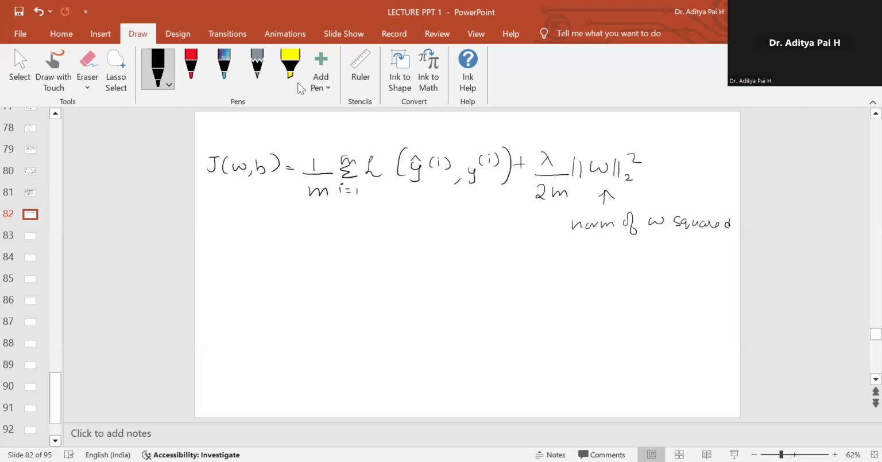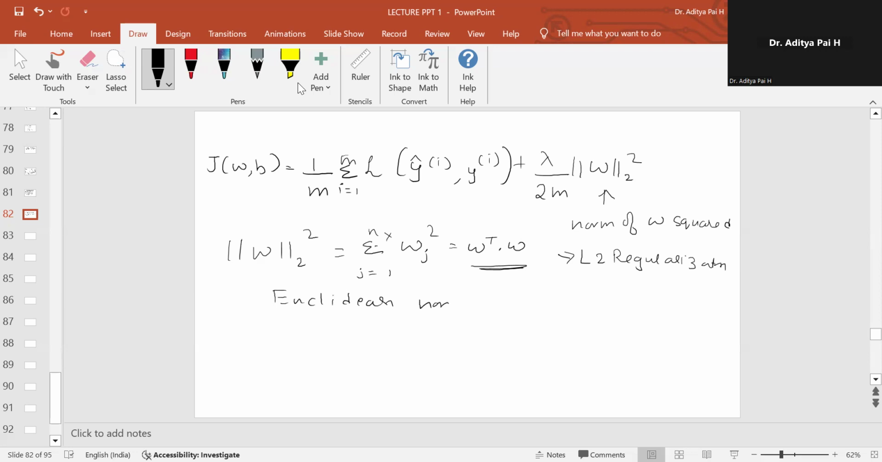Here the norm of w squared is the summation of j equals 1 to nx of w j squared, which is w transpose w. This particular part is called L2 regularization, because here we are using the Euclidean norm with the parameter w.